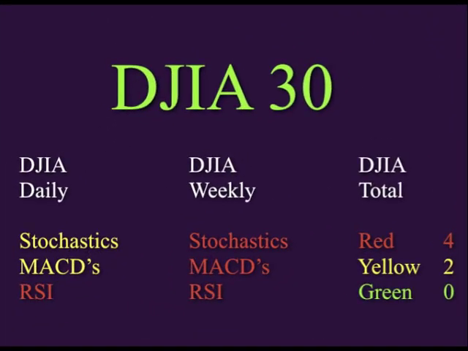And summing up the Dow Jones Industrial Average, analyzed daily charts and the weekly charts. Over on the daily charts, stochastics and MACDs, they were neutral, we gave them yellow marks. And a relative strength index was negative though, we gave that one a red mark. Over on the weekly charts, stochastics, the MACDs, and the relative strength index were all negative and we gave them red marks. For a total, we've got 4 red marks, 2 yellow marks, 0 green marks for the Dow Jones Industrial Average. Little caution advised going into this week with the Dow Jones.